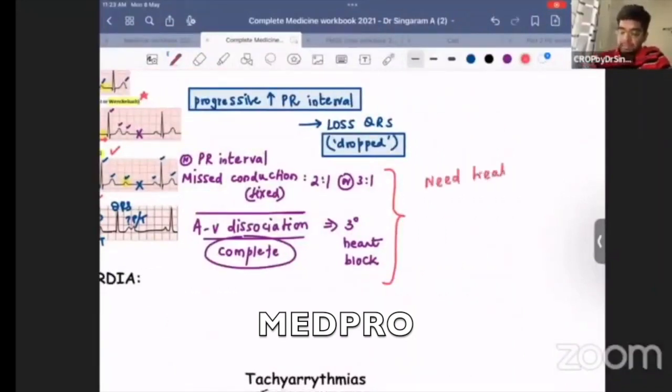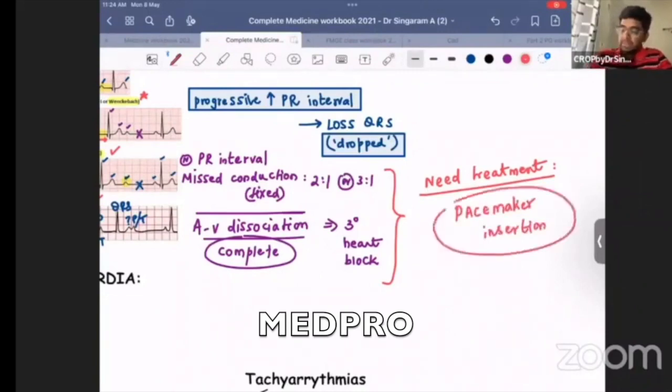Any idea which treatment do we advise for these patients? We need to regularize the heart rhythm. How can you do that? You have to implant a pacemaker. Pacemaker insertion is required. You must have heard about pacemakers. These pacemakers will regularize the heart rhythm. That is what is recommended for these two groups of patients. Are you able to follow this? Everybody able to follow till this point of time? Clear? Okay, very good.